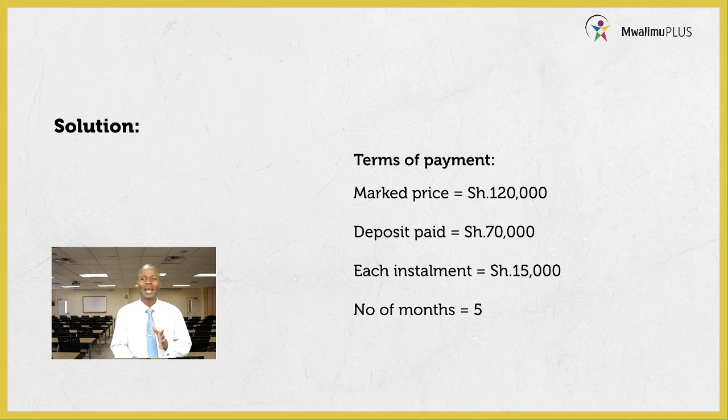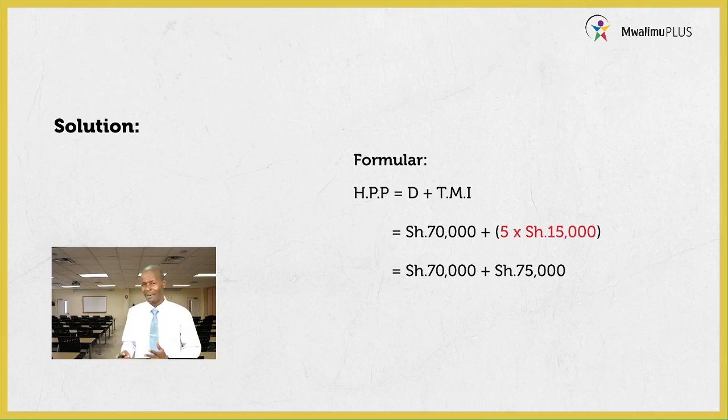Now, the formula for calculating hire purchase. We've already looked at that, but this time round we are only going to replace the letters with the amounts. 70,000 shillings is our deposit. Total monthly installments will be 15,000 shillings multiplied by 5 months. That gives you a quick calculation of 75,000 shillings.